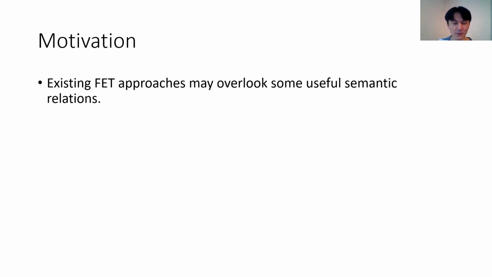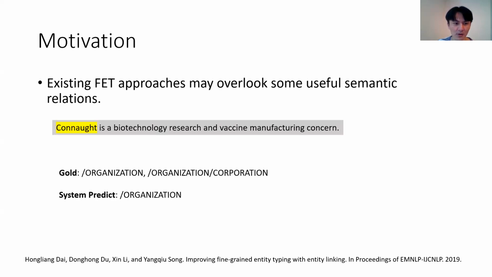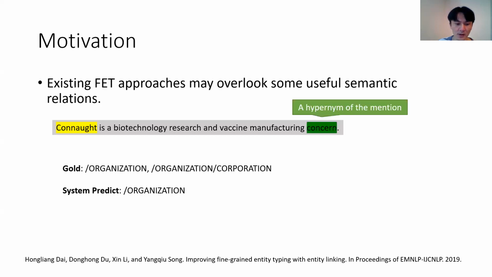I will use two examples to illustrate this problem. In this first example, Connote should be typed as organization, corporation. However, a state-of-the-art system only predicts organization. If we take a closer look at the sentence, we can find that the word concern is a hypernym for the mention. So if we know that Connote is a concern, then we can naturally type it as organization corporation. However, this hypernym relation is not used by the existing system.